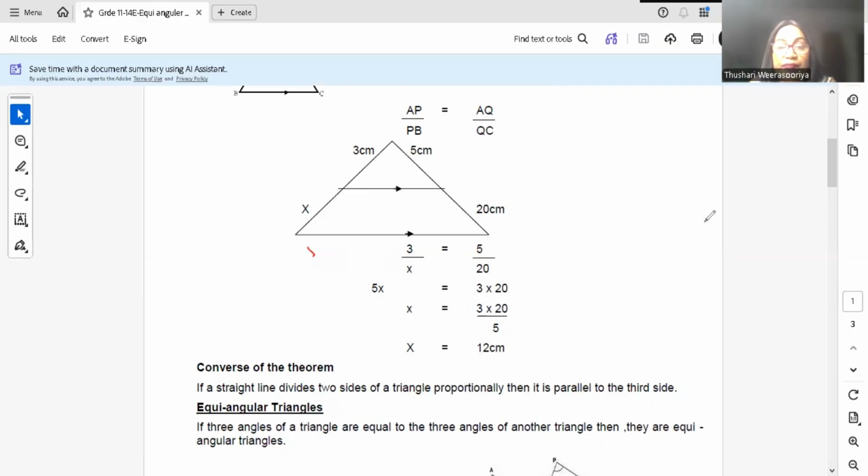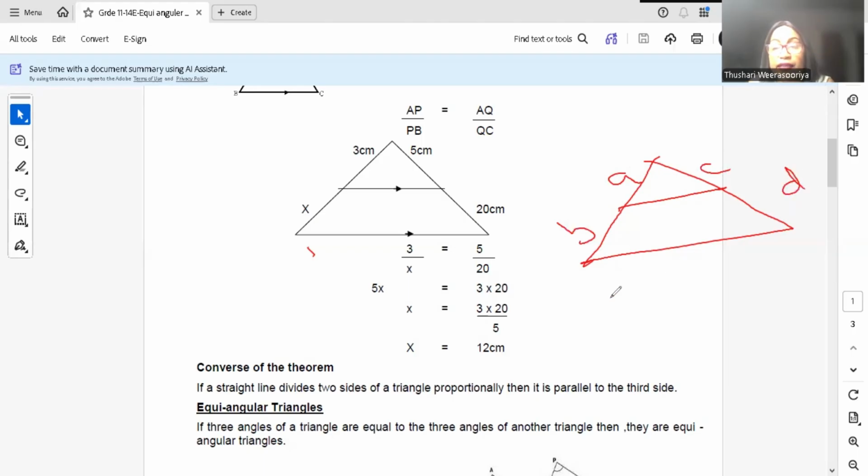It says, if now there is a triangle. If a straight line divides the two sides proportionally. Now I draw just a straight line. These two sides are divided proportionally. That means A over B and C over D, when we get the ratio A over B equals C over D. In that manner, if I draw a straight line, that line is parallel to the third side.